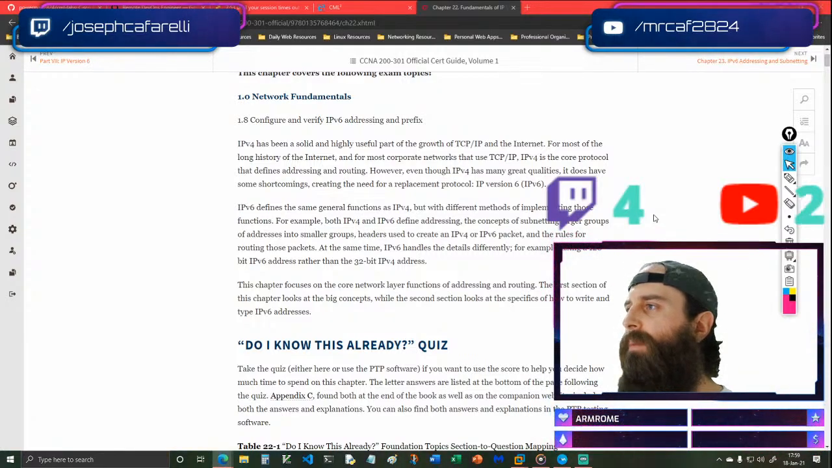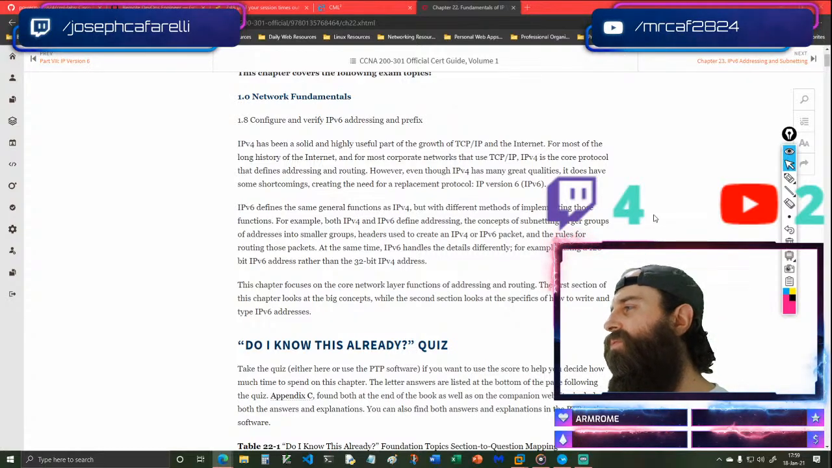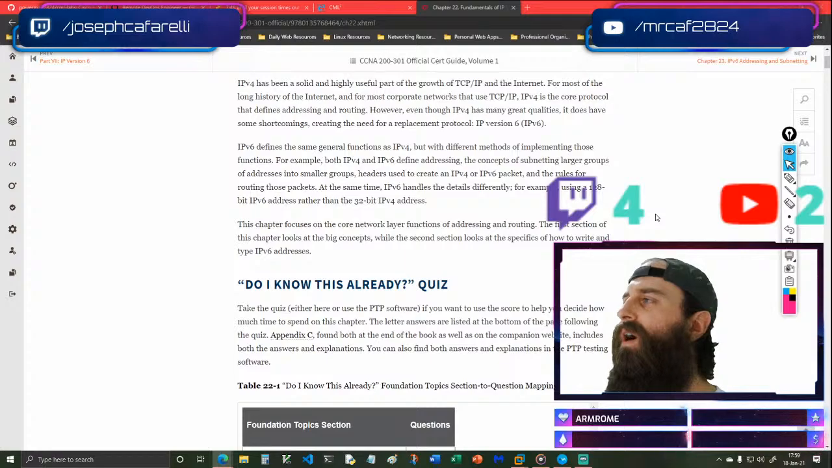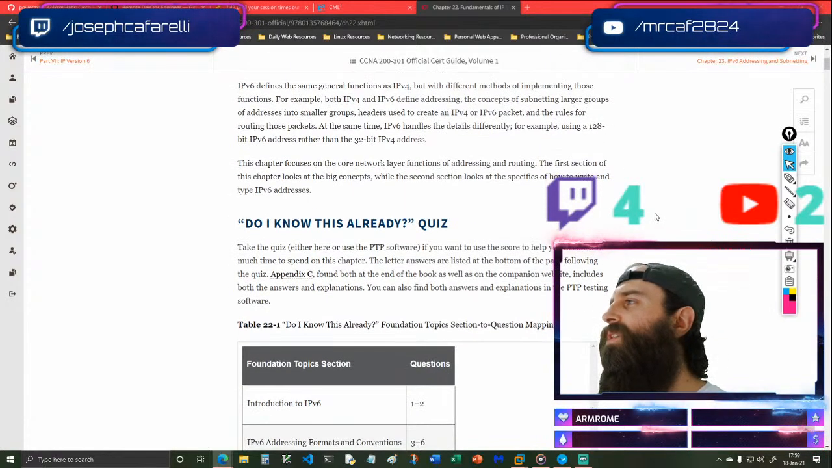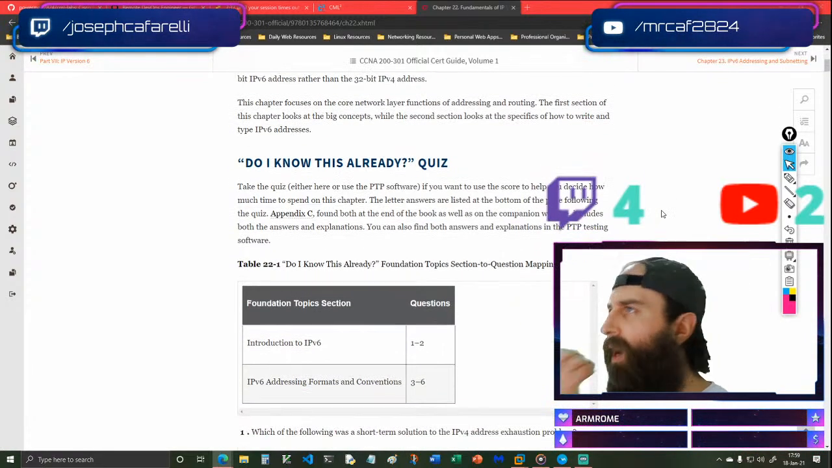Okay, this chapter focuses on the core network layer functions of addresses and routers. The first section of this chapter looks at the big concepts, while the next section looks at the specifics of how to write and type IPv6.